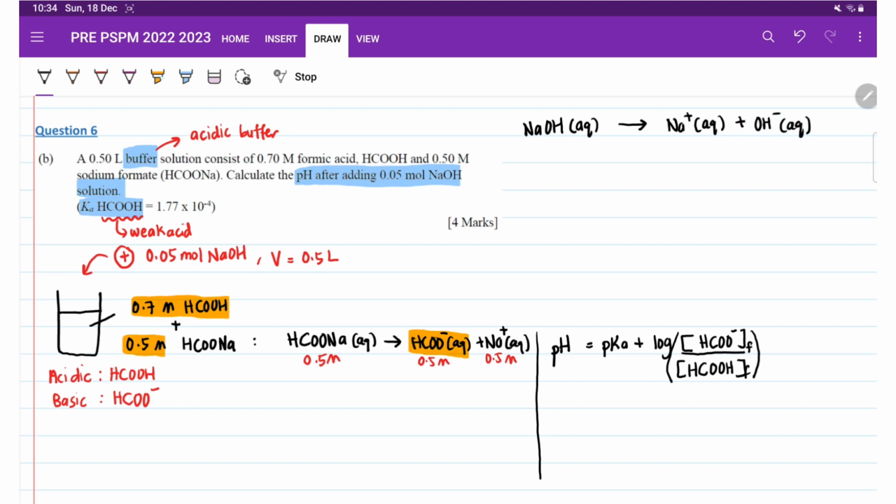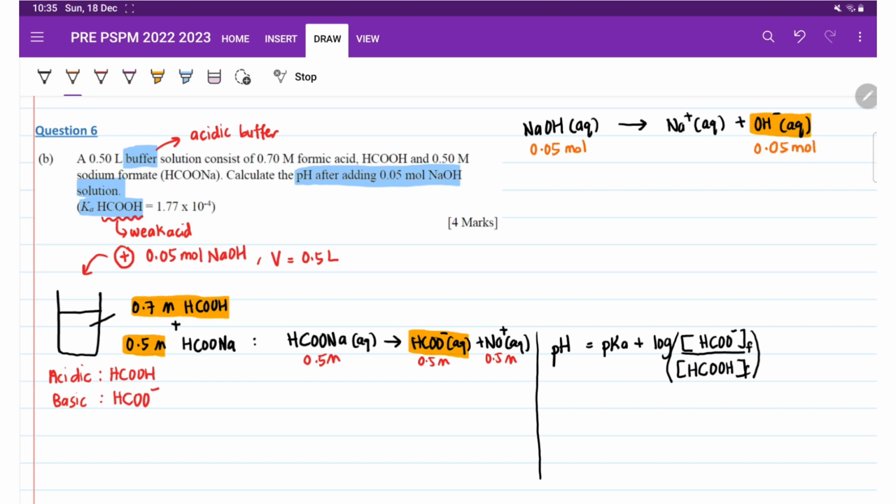So, the real disturbance dekat dalam kita punya pH ataupun kita punya buffer system adalah OH minus dekat sini. So, we need to know what is the number of mole ataupun what is the concentration of OH minus. So, as you know, the number of mole of OH minus, sodium hydroxide adalah 0.05 mole. Since it dissociate completely dan ratio dia 1:1, jadi number of mole of OH minus pun akan jadi 0.05 mole.